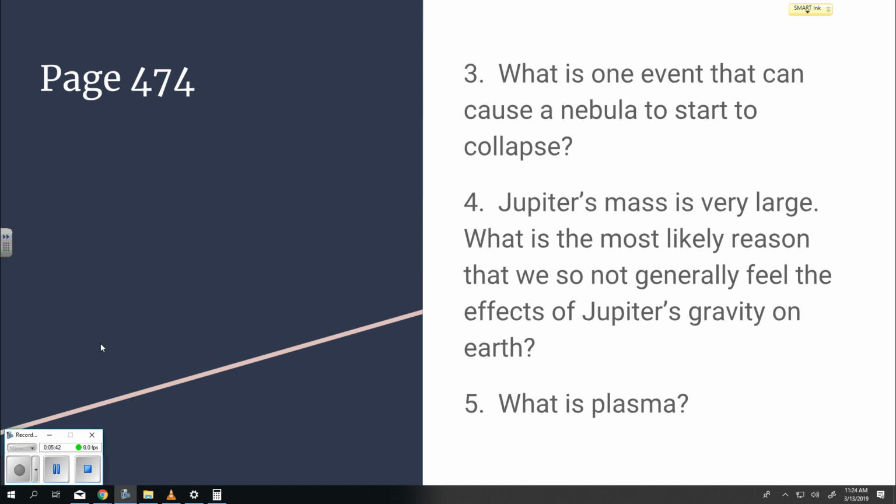Question 4. Jupiter's mass is very large. What is the most likely reason that we do not generally feel the effects of Jupiter's gravity on Earth? Answer. It is too far away.